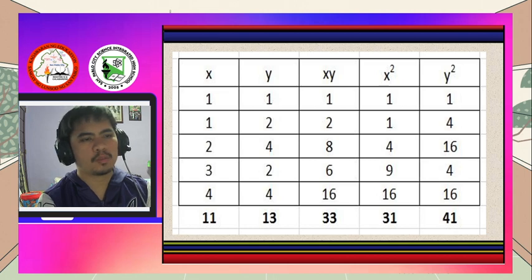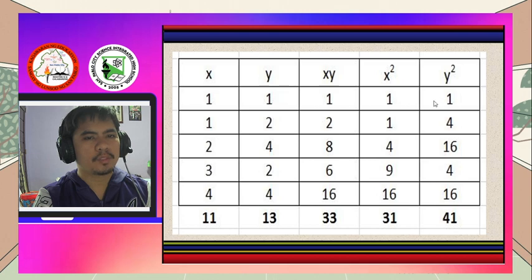So 1 times 1 is 1, 1 times 2 is 2, 2 times 4 is 8, 3 times 2 is 6, and 4 times 4 is 16. Next, we need to square the values of x. So 1 squared is 1, 1 squared is 1, 2 squared is 4, 3 squared is 9, and 4 squared is 16.